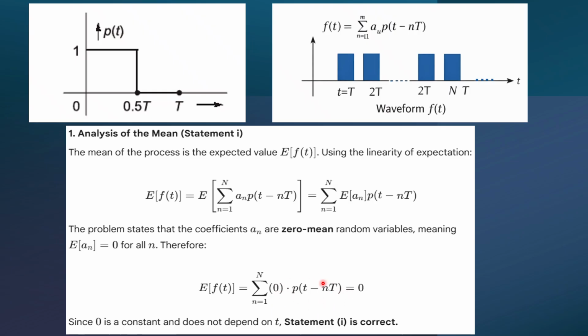So this is equal to 1 or 0, right? It depends on the value of t. Since E of n is given as 0, 0 into 1 or even 0 into 0 will be equal to 0 only, right? So if it is 0, does this value depend on t? Of course not. It is equal to 0. That is why this is not dependent on t. So the first statement is correct: it is independent from t, right?